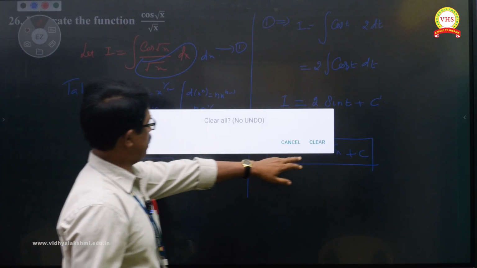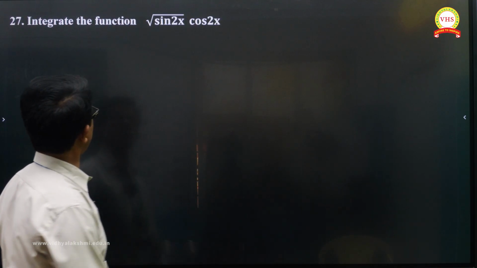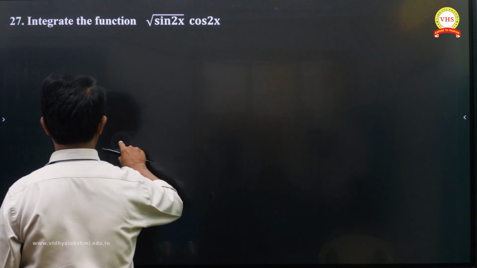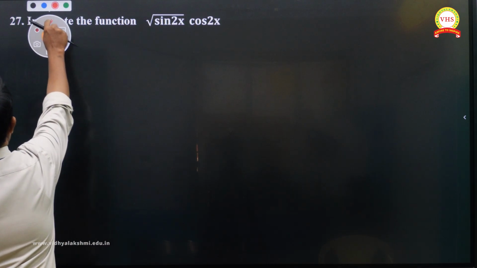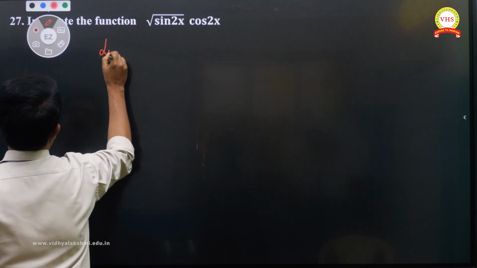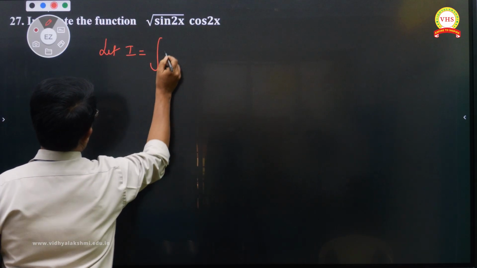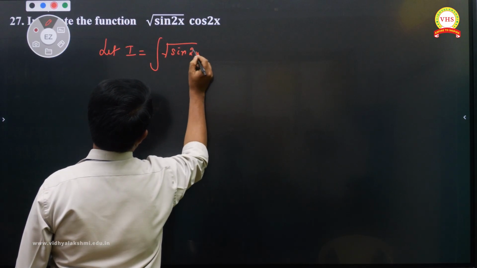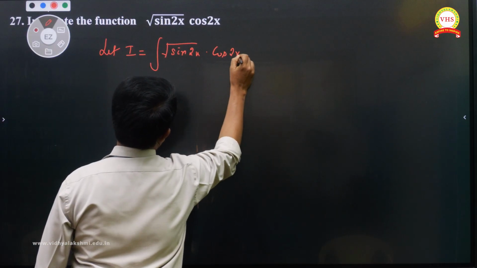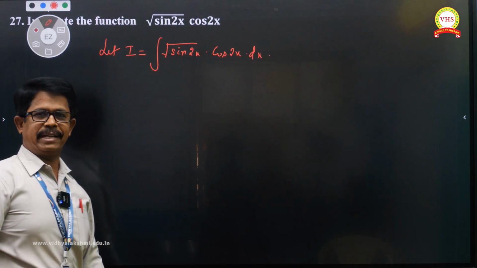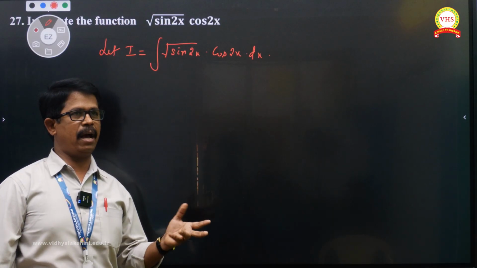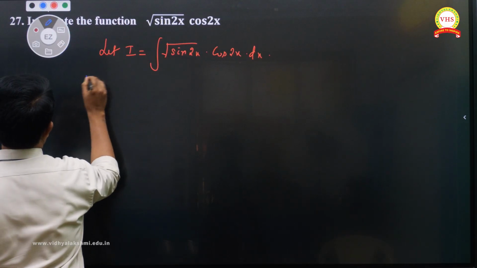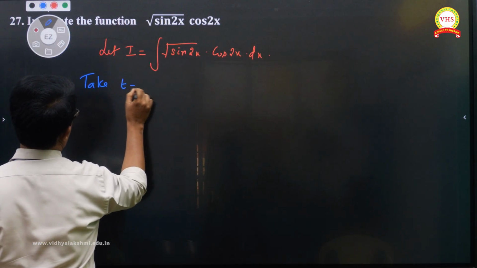Question number 27. What is question number 27? Integral of square root of sine 2x into cos 2x. Yes, students, the same integration by substitution method we are going to apply. Let I equal to integral of square root of sine 2x into cos 2x into dx. Whenever you get such a function, the first idea is to take what is within the square root function as t.